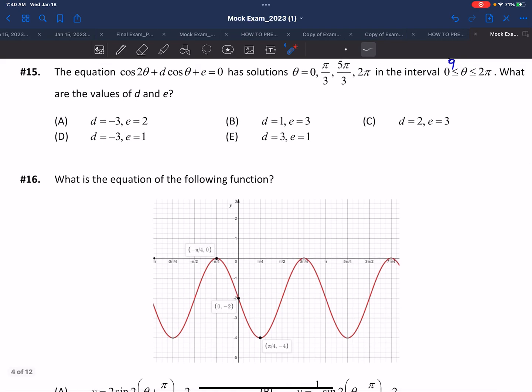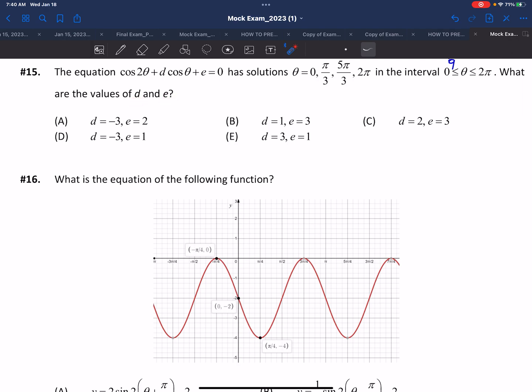Welcome back. Let's continue with question 15 from the multiple choice section. The equation cosine 2 theta plus d cos theta plus e has solutions as indicated: at 0, pi over 3, 5 pi over 3, and 2 pi in the interval between 0 and 2 pi. So we need to find out what the values of d and e are.